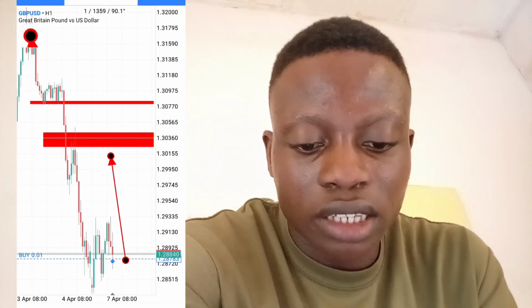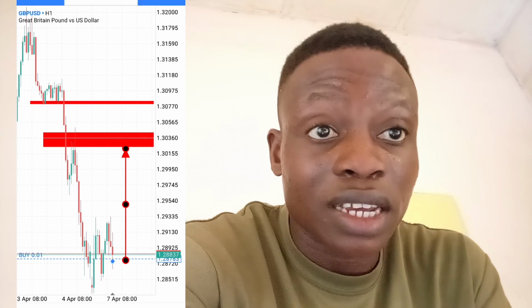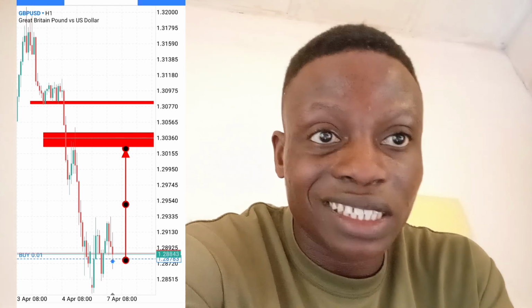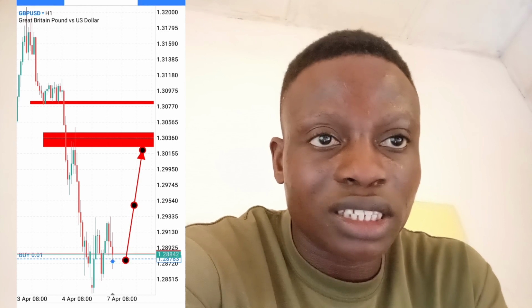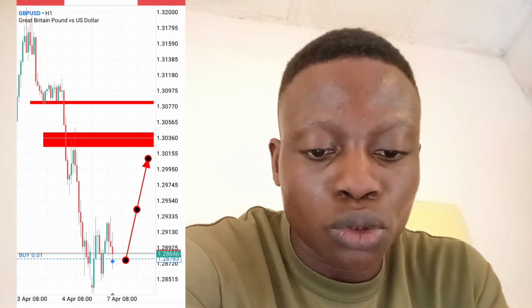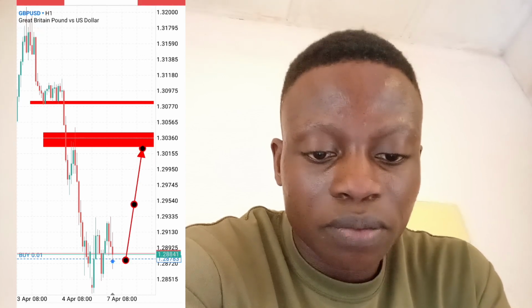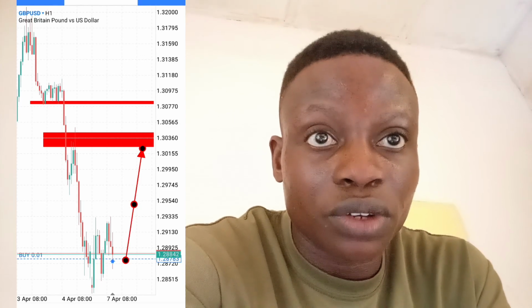If I switch to the 1 hour time frame, the next resistance level will be here. This is the next resistance level. If the market does not hit our SL, I'm going to hold the trade till it reaches this resistance level, but I don't think the market will be able to reach this resistance level today. But anyhow, I'll be giving you guys the update.